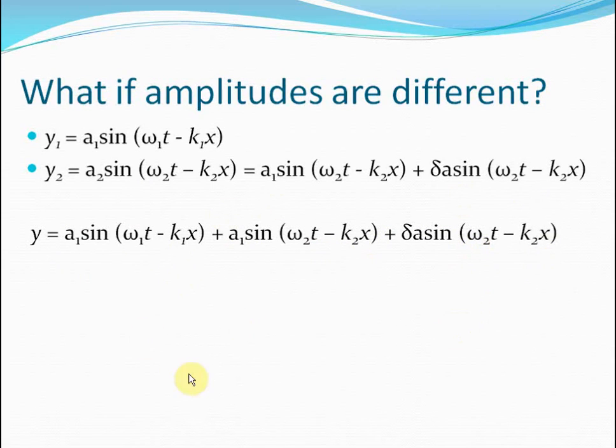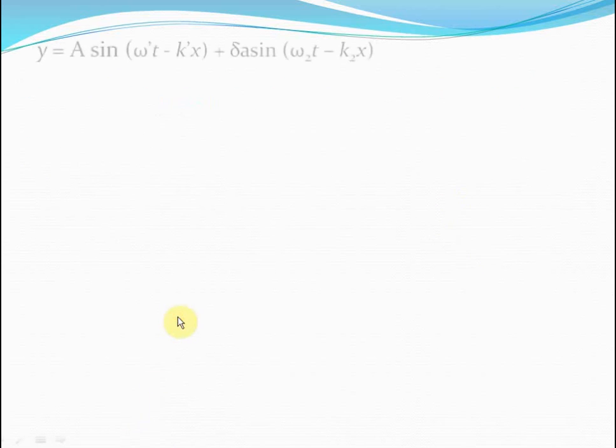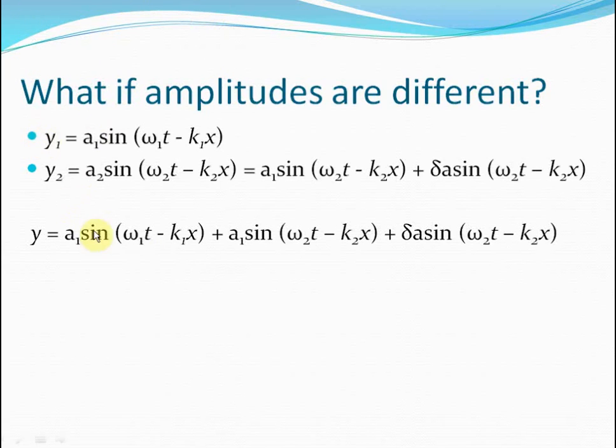This is y2. Now if we look carefully at this expression and this expression, isn't it exactly the same as the expression that we wrote just a while ago when we added two waves of the same amplitude? So this is how we can represent our resultant wave. We've replaced the sum of this expression and this expression by the expression we had obtained earlier, capital A sin omega dash t minus k dash x plus delta A sin omega 2t minus k2x.